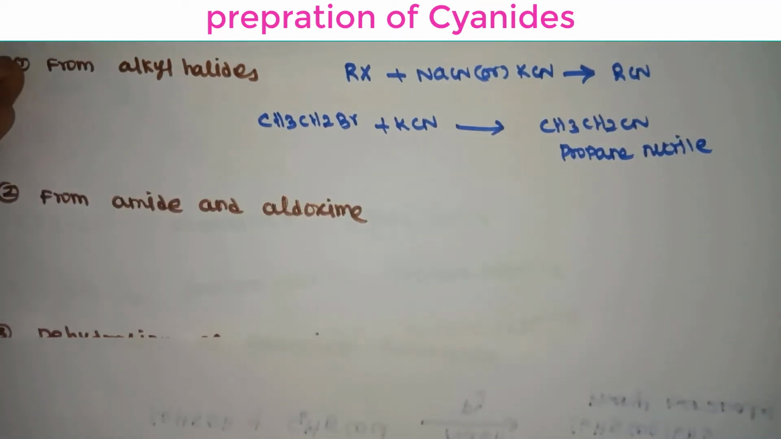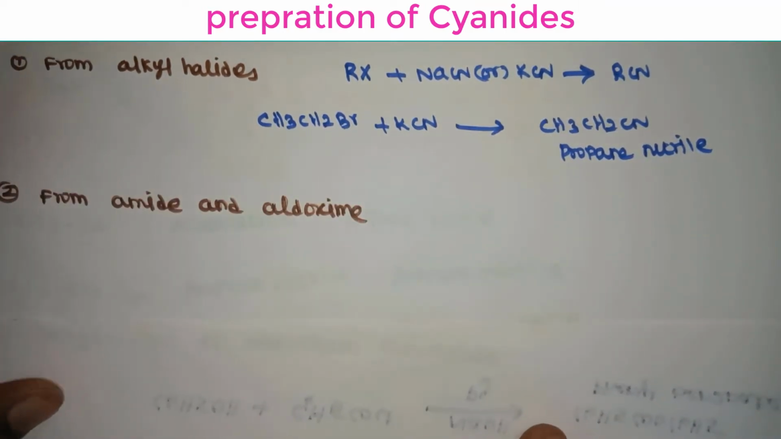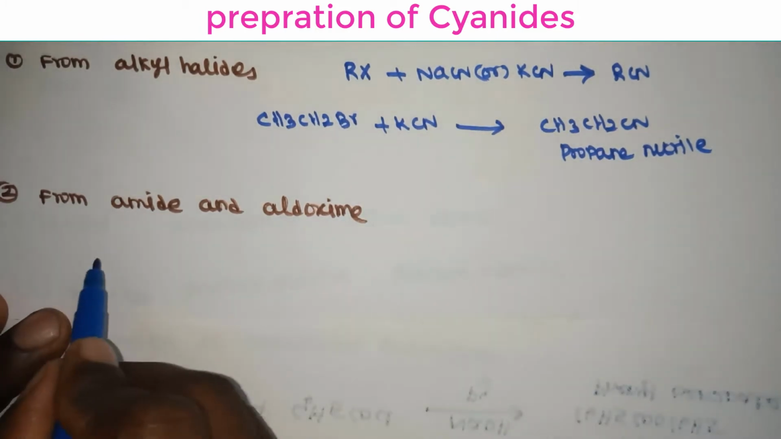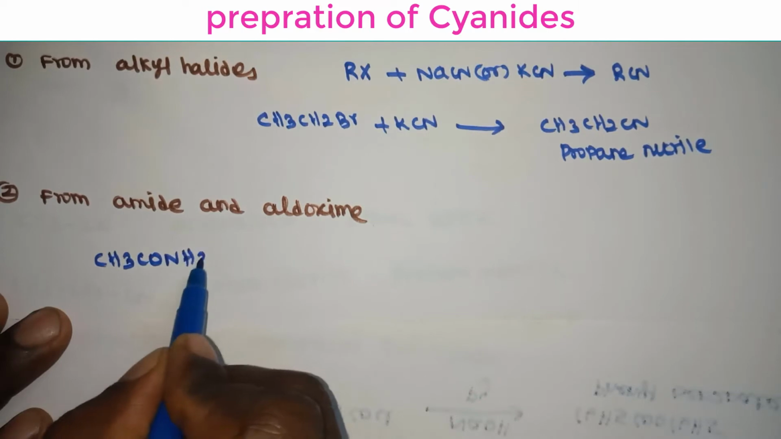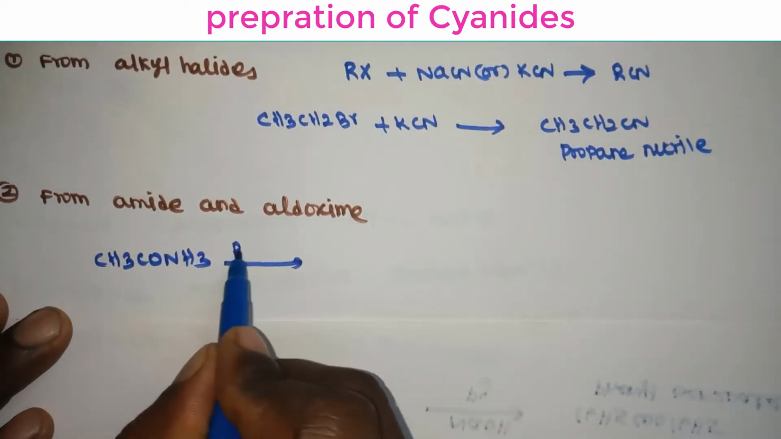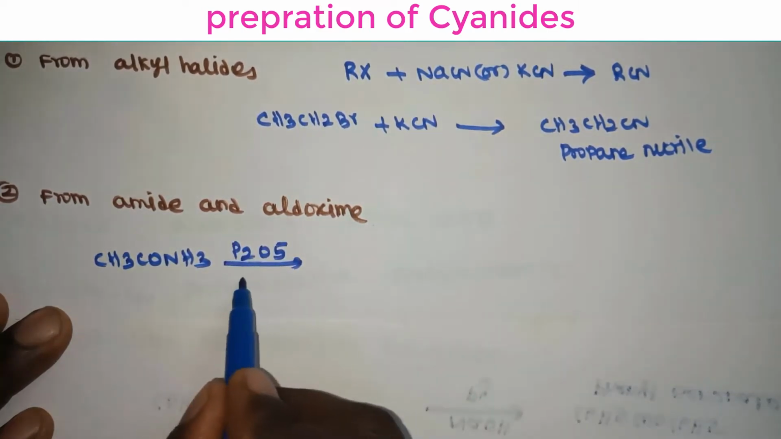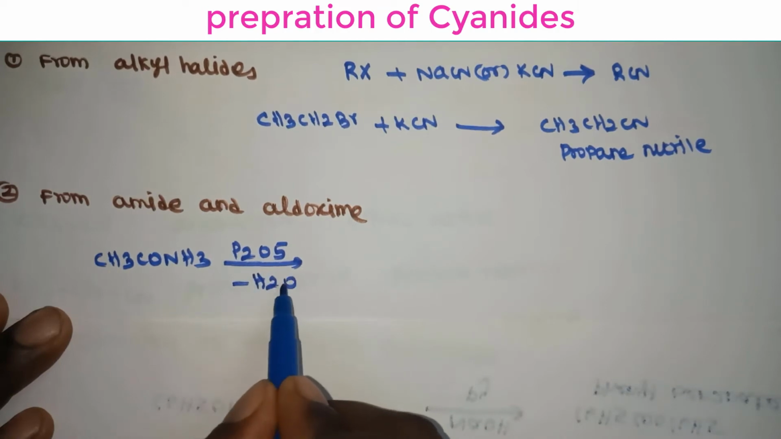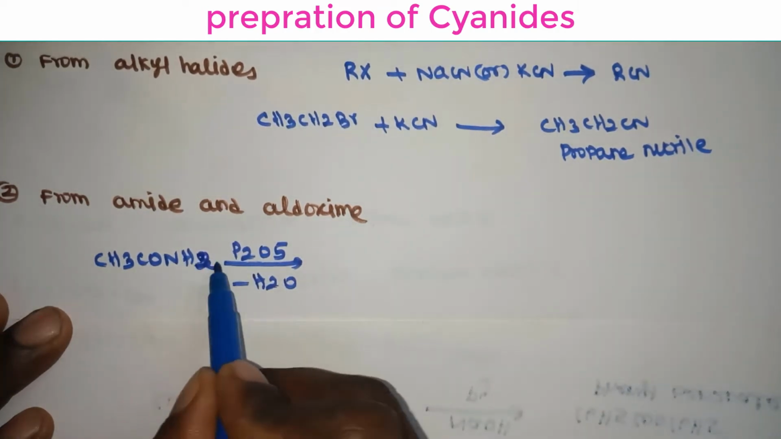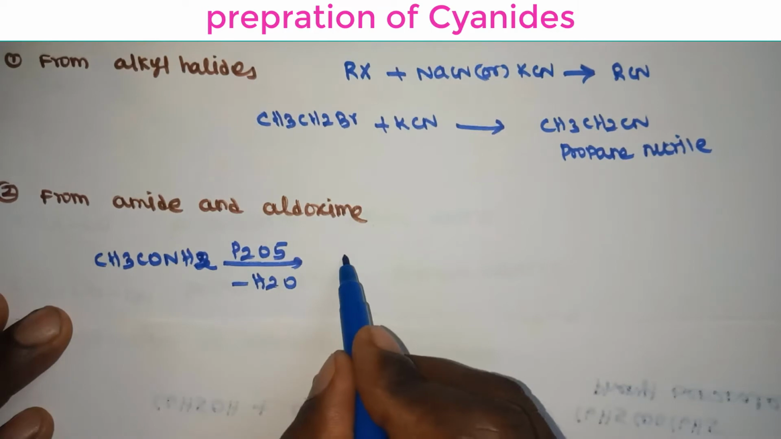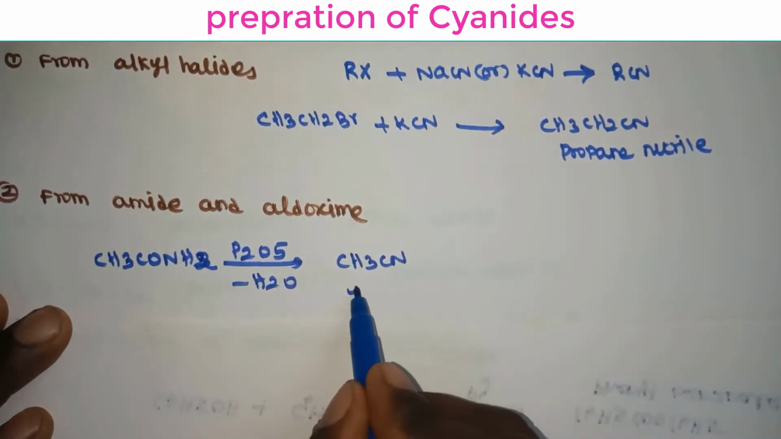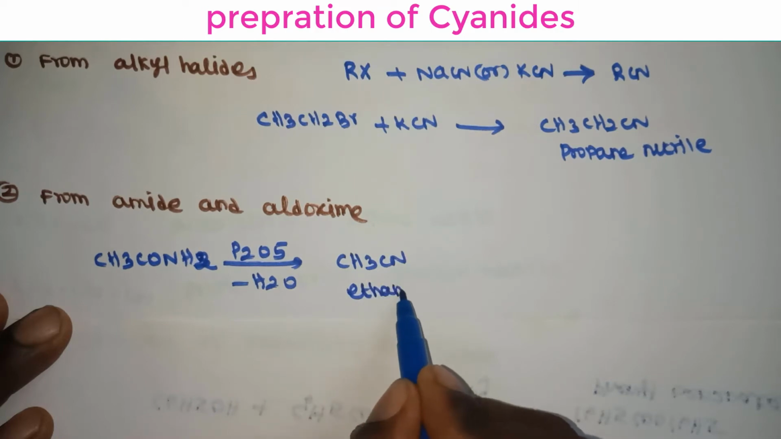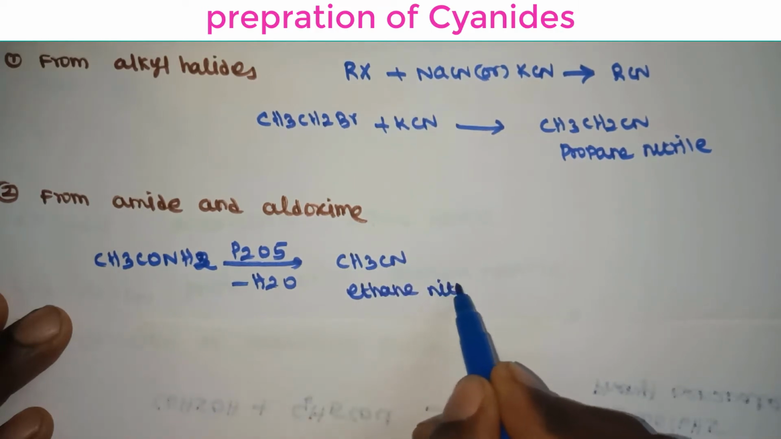Preparation of cyanide, second method, from amide and aldoxime. An example of an amide is CH3CONH2, acetamide. Acetamide reacts with phosphorus pentoxide, P2O5. Phosphorus pentoxide acts as a dehydrating agent, so a water molecule is eliminated from the amide. So we get CH3CN. The name of this compound is ethane nitrile.